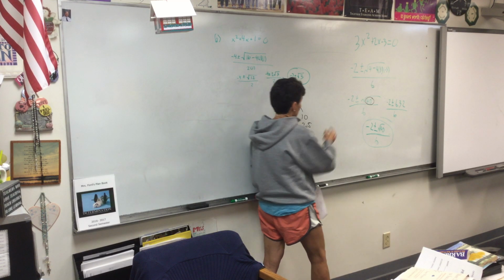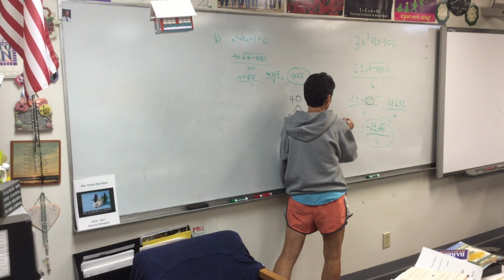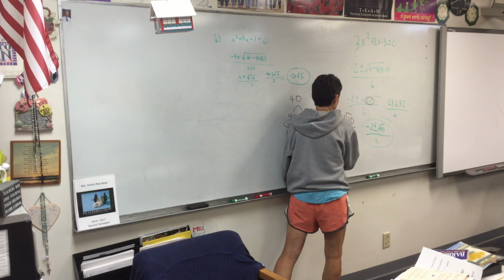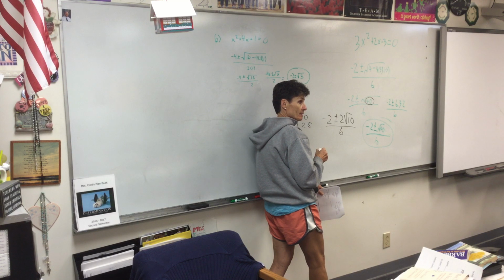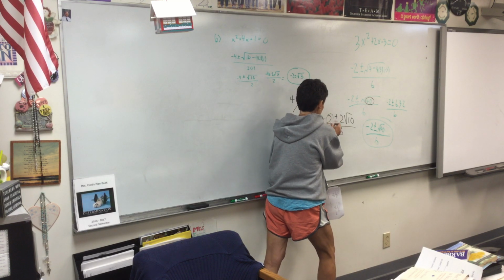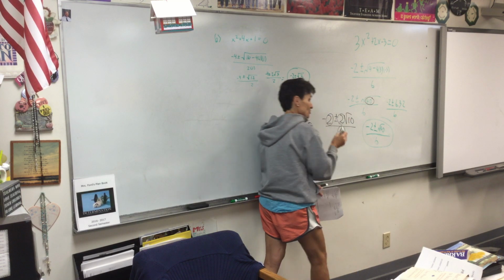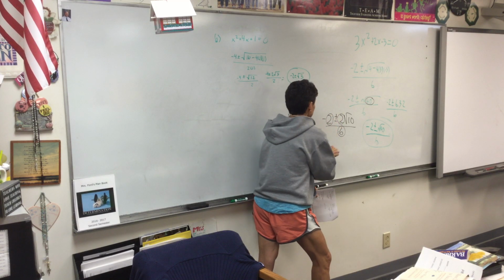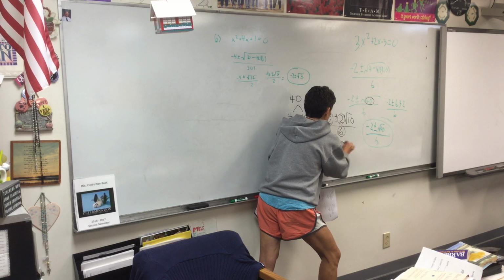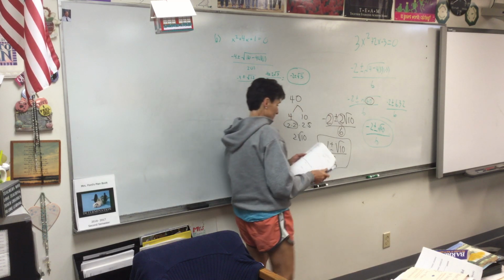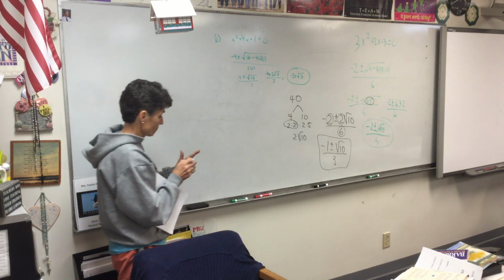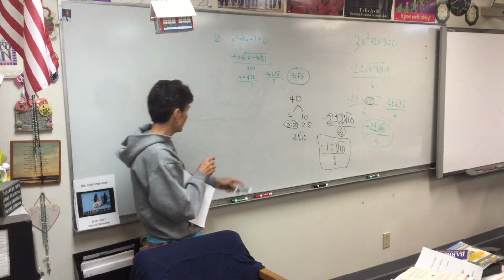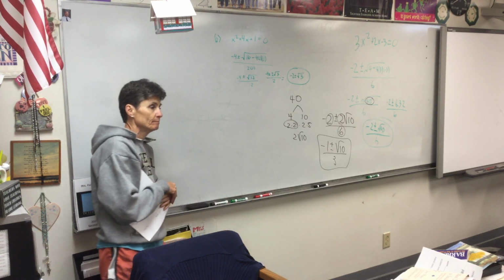So you have -2 plus or minus 2 root 10 over 6. Simplify. And now you see a 2, a 2, and a 6. Remember, all things outside the radical. So -1 plus or minus root 10 over 3. There would be your answer. So you were absolutely right on target, you just weren't quite done.